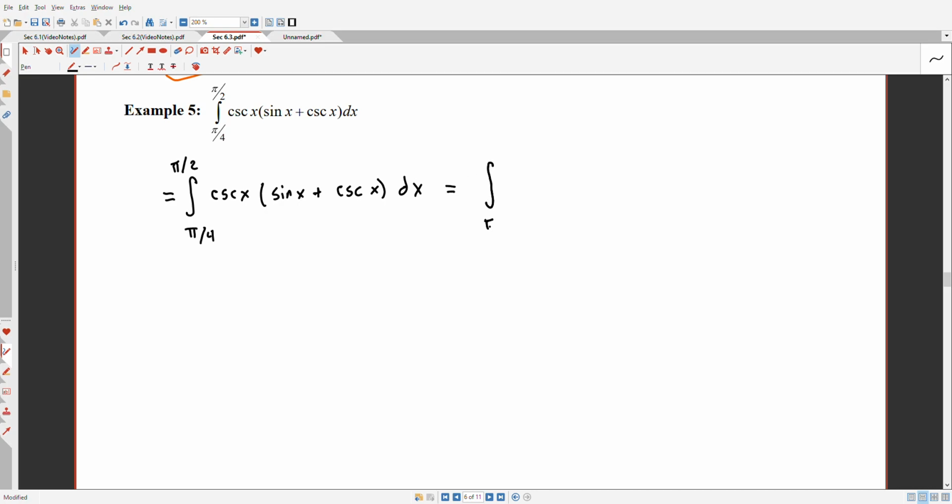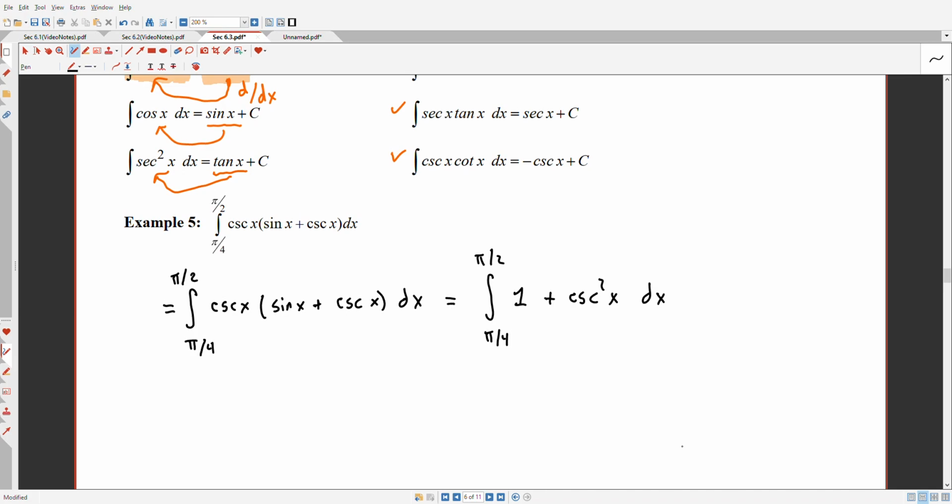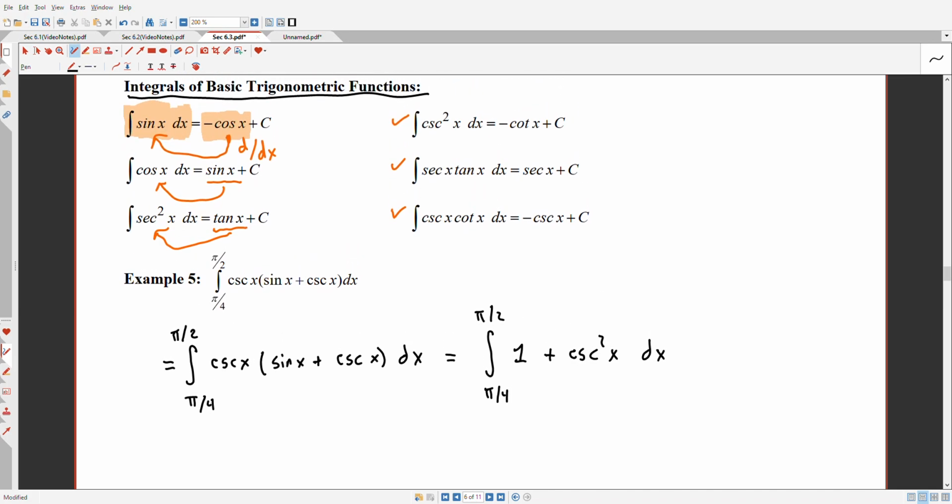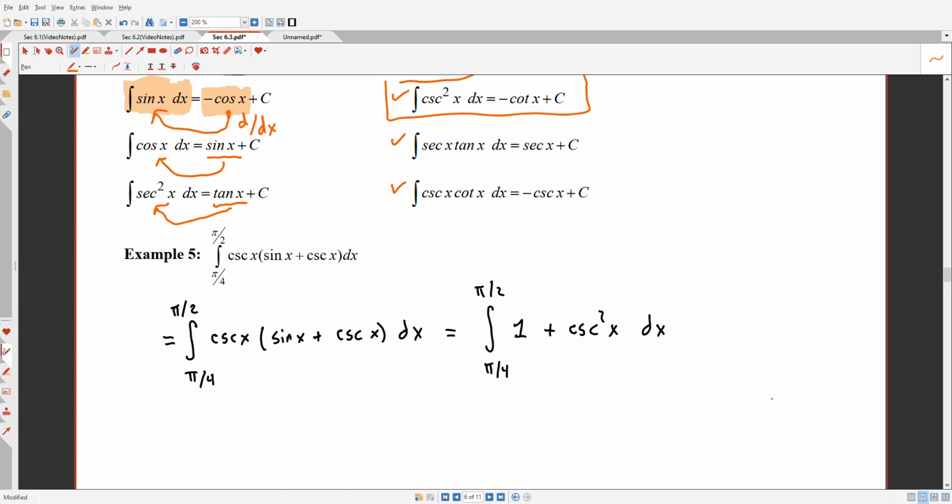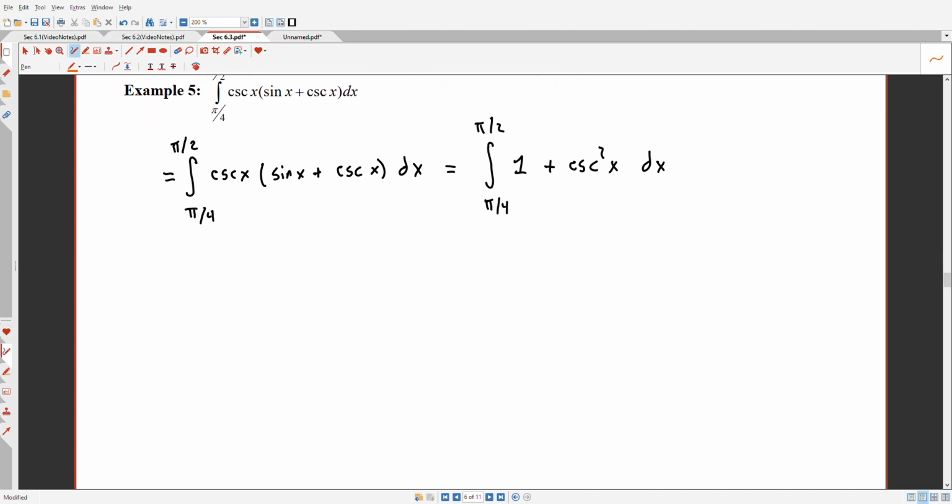We're going to go from pi over 4 to pi over 2, and maybe I want to multiply this stuff out and see if it looks nicer. Well, cosecant times sine is just 1, and cosecant times cosecant is cosecant squared of x. And now we might look and say, okay, oh, look at this rule up here. I'm supposed to know what an antiderivative for cosecant squared is. It's supposed to be negative cotangent.